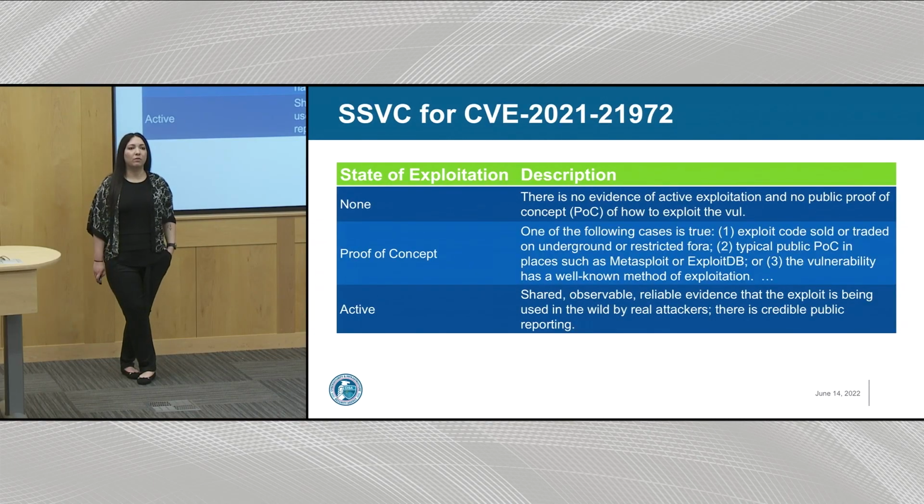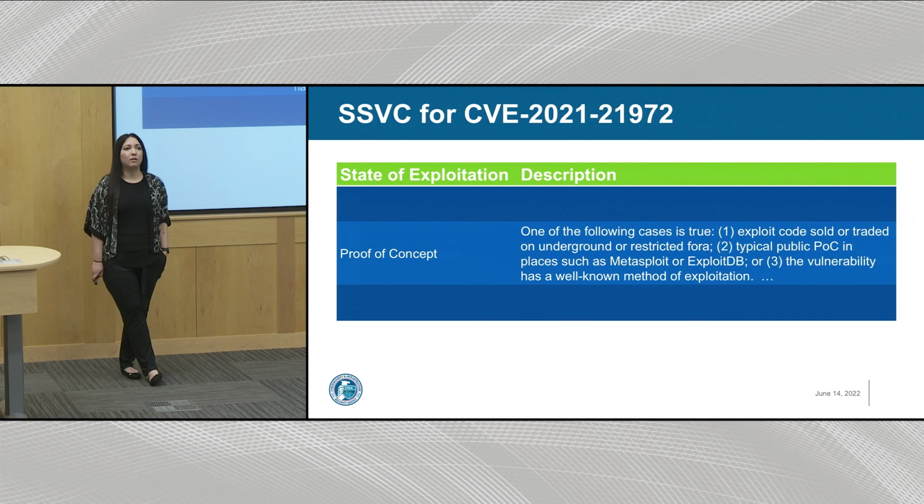The first decision point for the SSVC tree examines the state of exploitation. On the screen are the 3 vectors utilized for that decision point. As provided on the example slide, there is a public proof of concept available. So one of the following cases is true: exploit code sold or traded on underground or restricted fora, or a typical public POC in places such as Metasploit or ExploitDB, and the vulnerability has a well-known method of exploitation.